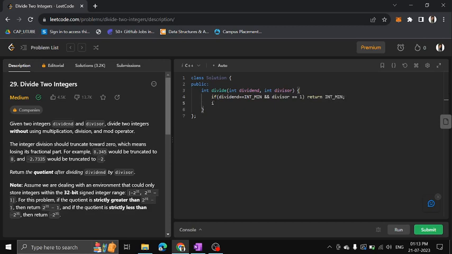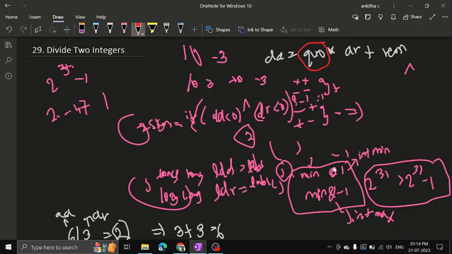What if it was reverse? If dividend equals int minimum only and divisor equals -1, then you have to return int max. So after this the second step comes in. So this is the first step.